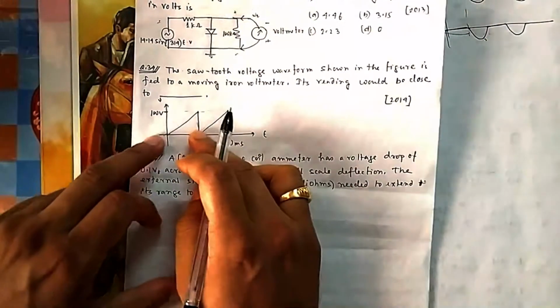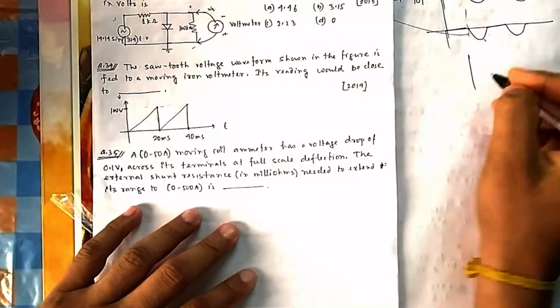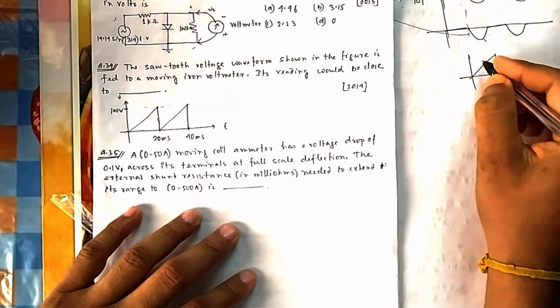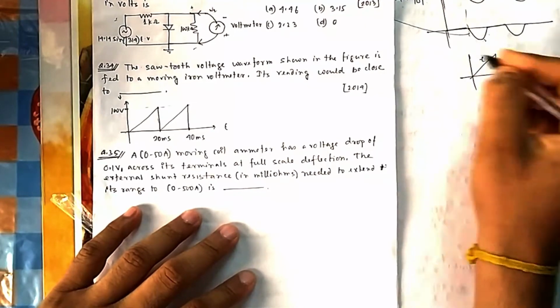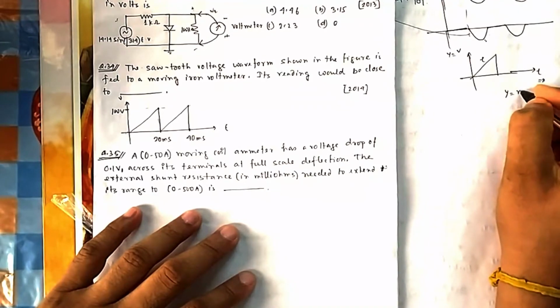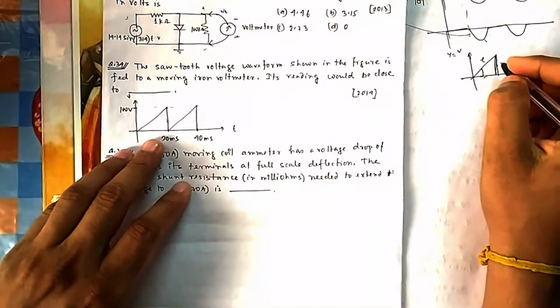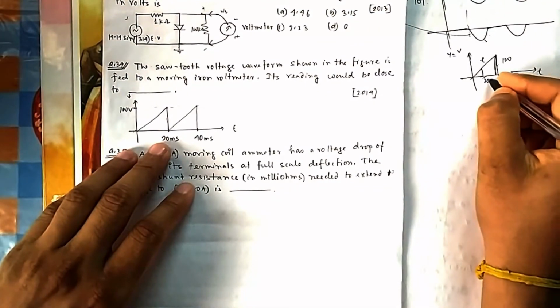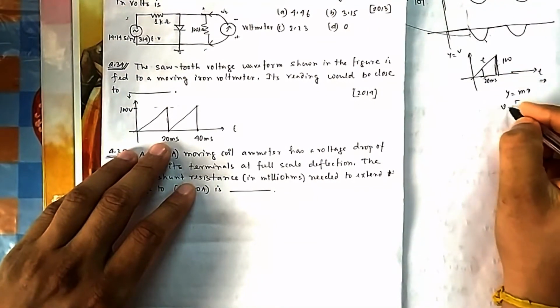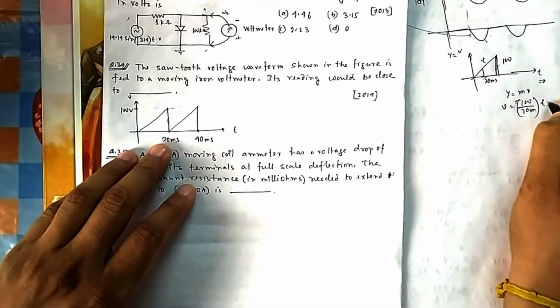You take it for one cycle, that will do because it is repetition. Up to this much, then it is done. So what is the equation of this line? This axis is T, this axis is V. Normally we know this is Y, this is X, then this is mx. What is m? Slope, tan theta. So this side is 100 volt and this side is 20 millisecond. So your V will be 100 by 20 millisecond into T.